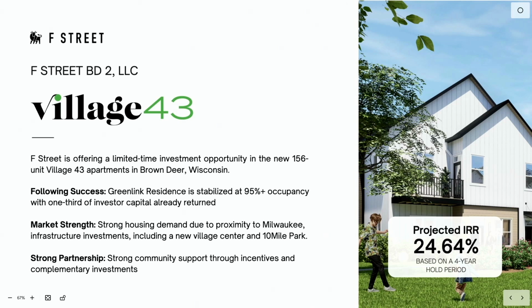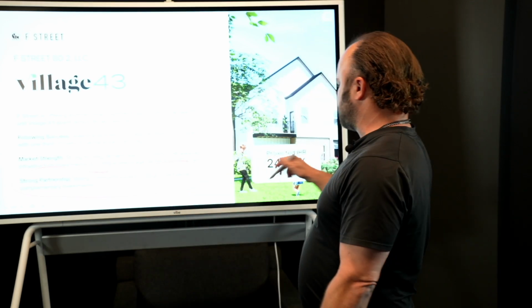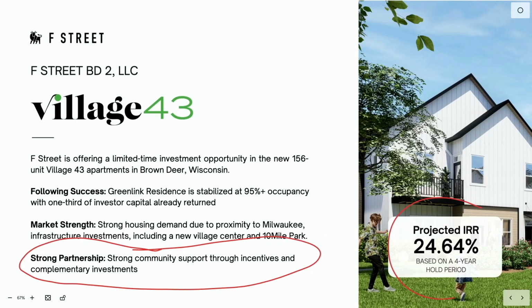And one thing that's also pretty important to me is that we have a really, really strong relationship with the Village. The Village is providing us with incentives, which we're going to talk about, of almost $7.5 million that directly enhances our investors' yield. It is an unbelievable opportunity, and without a community supporting us, we can't deliver the returns that allow for a 24.64% IRR based on a 4-year hold.